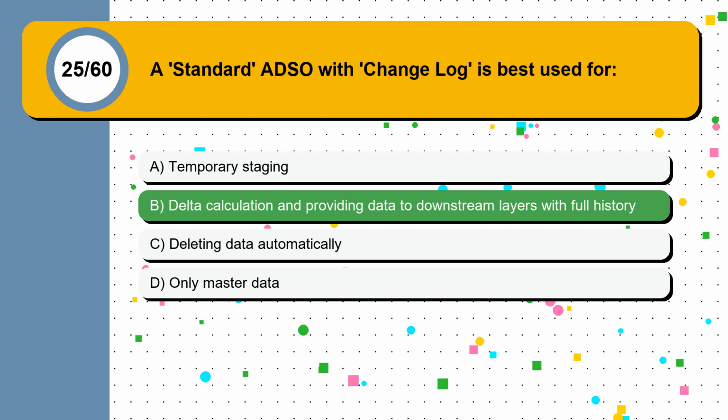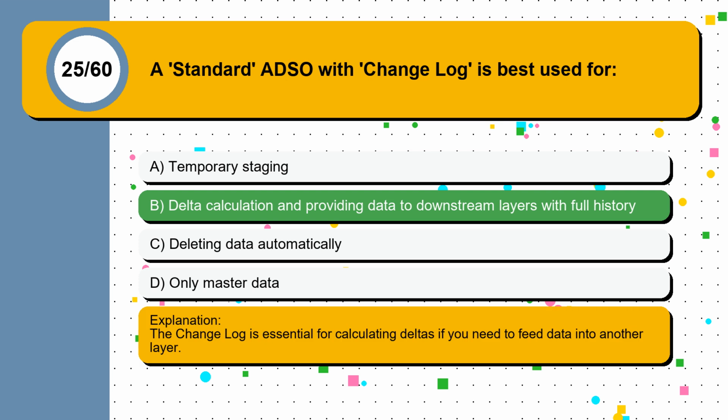The correct answer is option B. Delta calculation and providing data to downstream layers with full history. The changelog is essential for calculating deltas if you need to feed data into another layer.